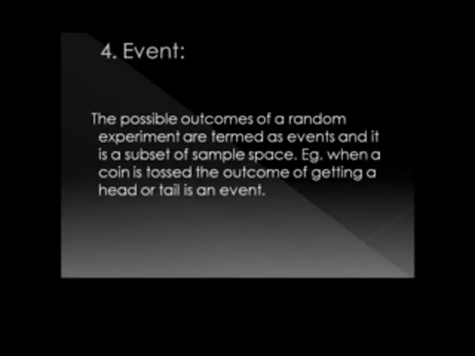The fourth is event. Now what is an event? The possible outcomes of a random experiment are termed as events, and it is a subset of a sample space. For example, when a coin is tossed, the outcome of getting a head or tail is an event. Event is nothing but the possible outcomes of any random experiment. So if we toss a coin, it could appear a head or it could appear a tail. So head or tail is an event. Event 1 could be appearance of head and event 2 could be appearance of tail.